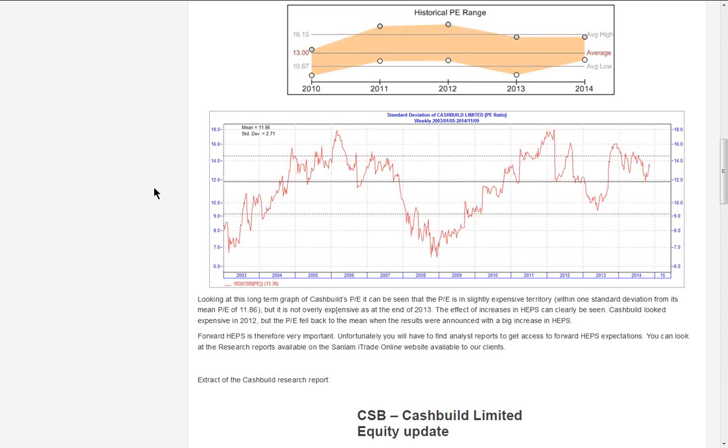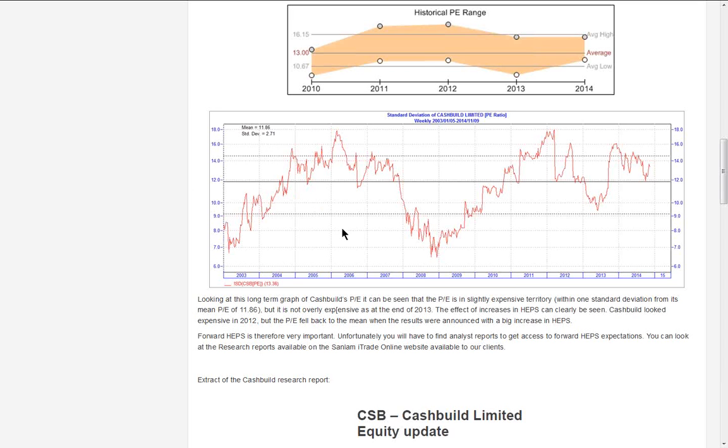Now that you know what a P/E ratio is and know how to calculate it, I would like to show you two ways that we use P/E ratios to value shares, to evaluate whether they're expensive or cheap. The first way to evaluate a company's P/E ratio is to look at its own historic P/E ratio over time.